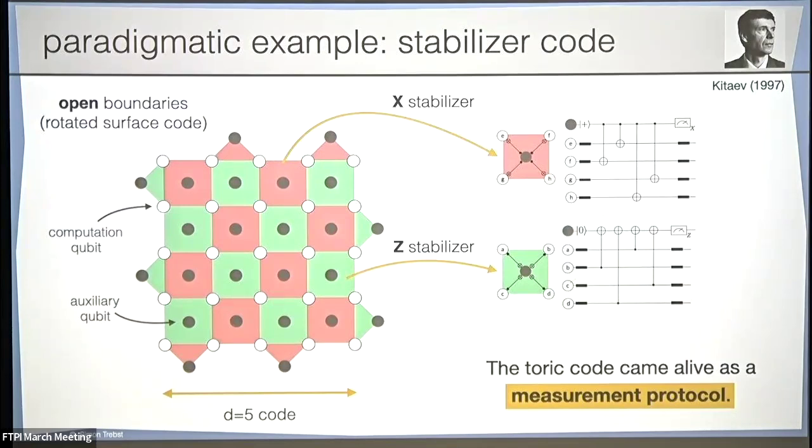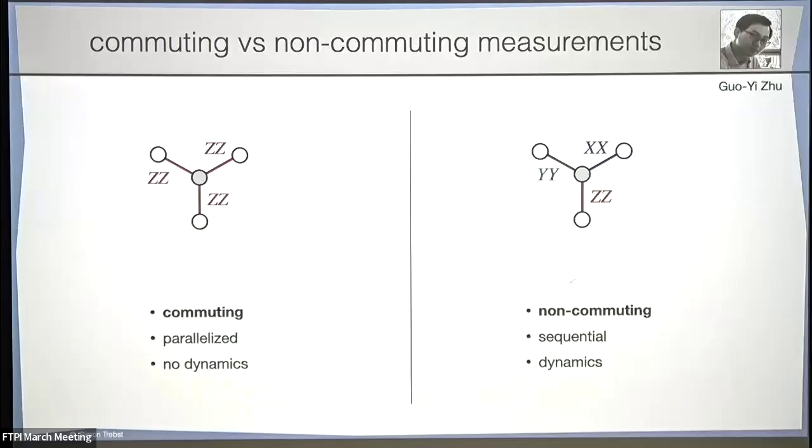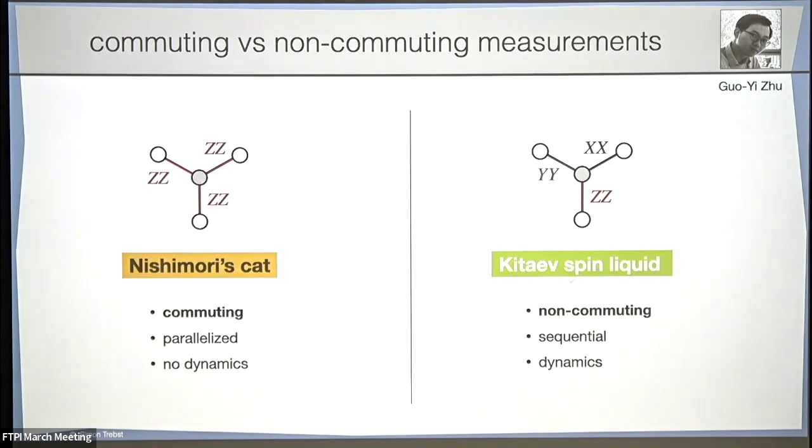Okay. Good. So now I want to play with this idea and construct a couple of interesting situations where measurements are playing the crucial role of creating an entangled state of matter. This is work done together with my very good postdoc, Guiyi Zhu. And there are two stories. The first story is like the toric code. It's a story about commuting measurements. And the second story is about measurements that do not commute. The right one, this XX, YY, ZZ, looks a lot like Kitaev Hamiltonians, Kitaev spin liquids, but it's now a measurement protocol. While on the left, this is just ZZs. That will connect to something that we have called Nishimori's cat, for reasons that I will show you in just a second.